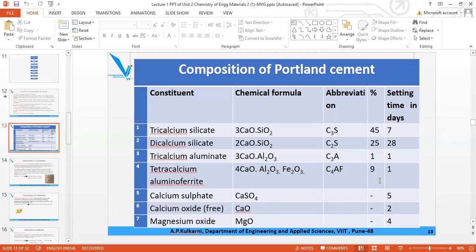45, 25, 10, 9, then 7, 28, 1, 1, 5, 2, 4. This is done. Then C stands for CaO, S stands for SiO2, A stands for Al2O3, F stands for Fe2O3. So 3 times C means CaO.